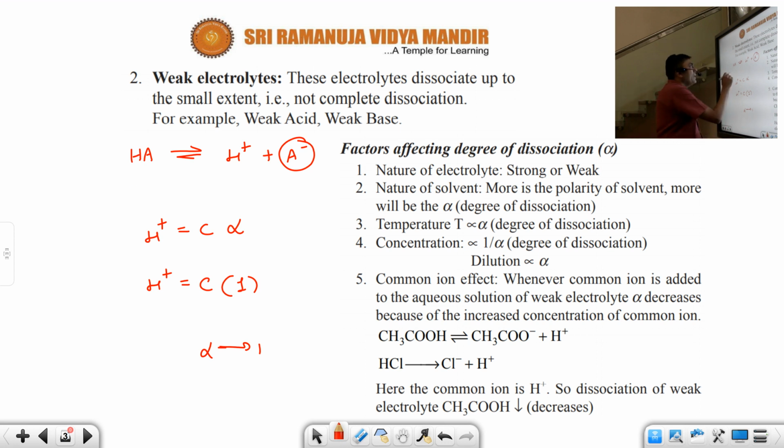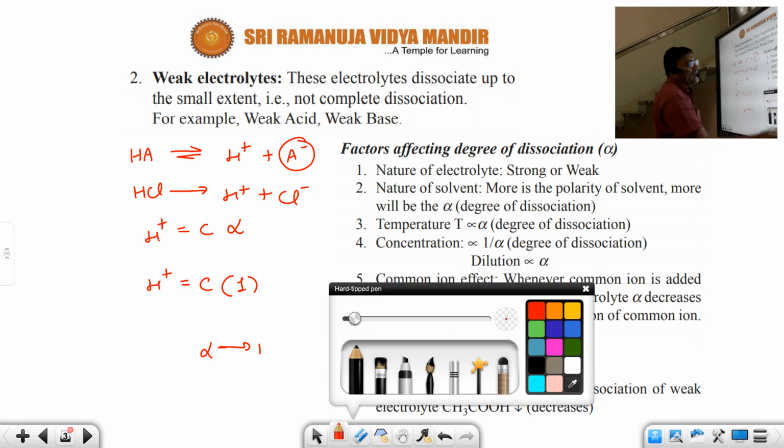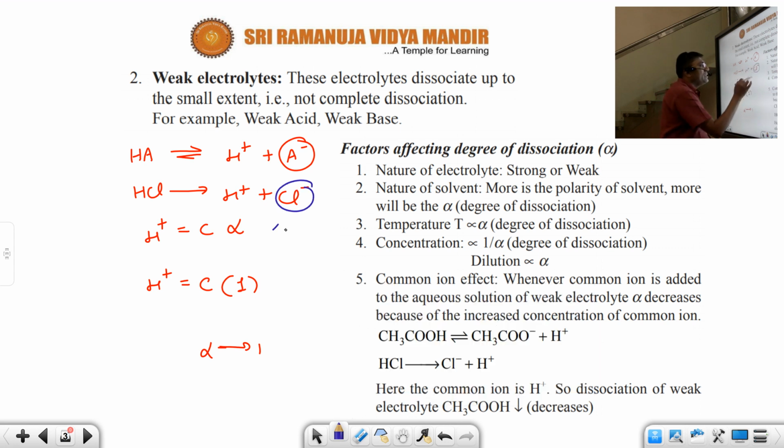But if you take HCl, an acid, naturally you get H plus and Cl minus, which is a strong electrolyte, and this Cl minus ion is stable. It is not going to react with H plus and the backward reaction will not happen. But here this A minus is unstable. This anion is weaker.